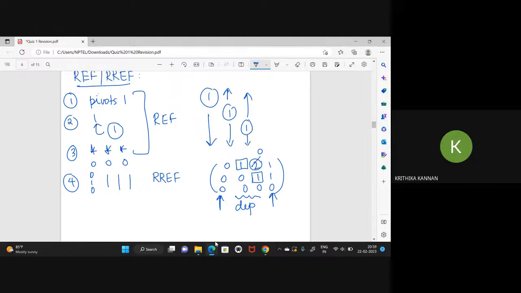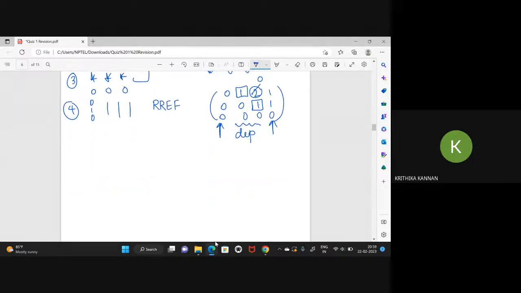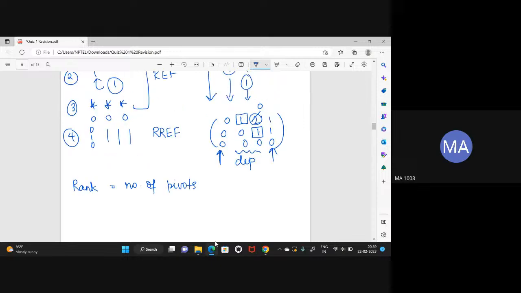You can just say that every non-zero row has a pivot in row echelon form. So by that logic, both are technically the same thing, the number of pivots and the number of non-zero rows. Right. So I was telling, rank is equal to the number of pivots. You have two pivots here, so it means you're going to have two non-zero rows. If there was a third non-zero row, definitely it should have a pivot.